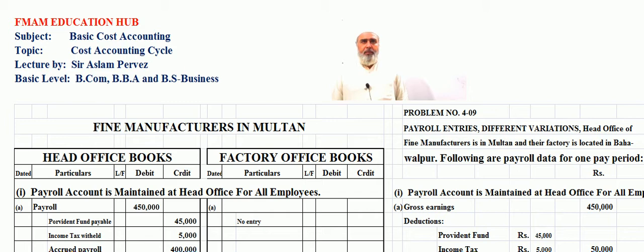Students, in this problem, we will use two separate journals, like head office books and factory office books, because it is required to pass the transaction in both the books of head office and factory office.